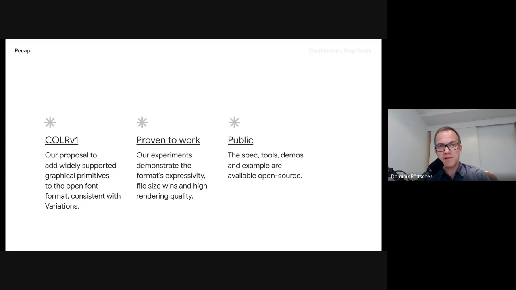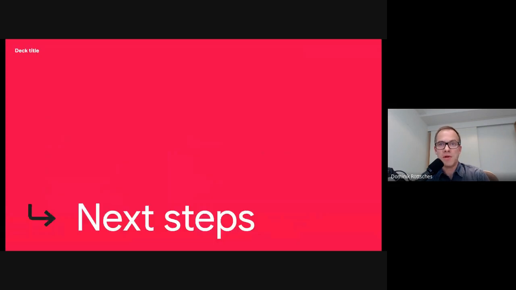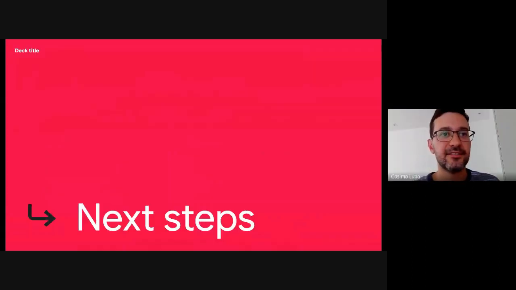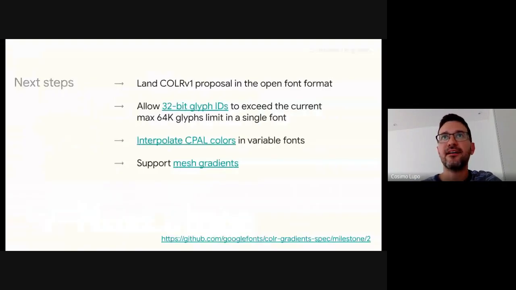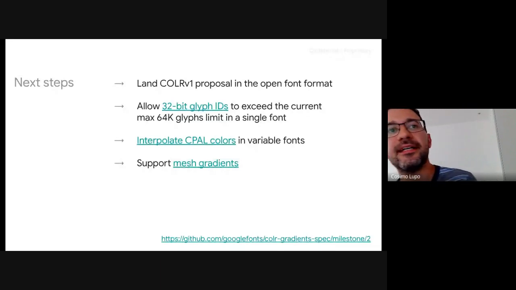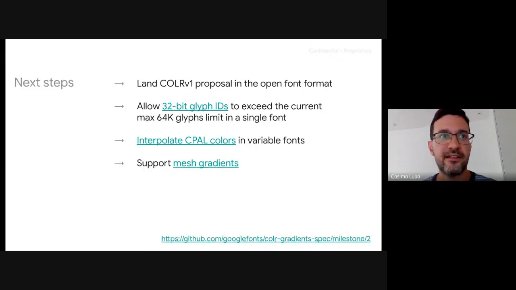The work you've seen here, the spec, the tools, the demos, and the pipeline, and the contributions to the rendering libraries are all available as open source. You can review them, you can make your own contributions, you can send us feedback. It's all available online in the links that we've shown. Cosimo will talk more about the next steps. Yes. So, of course, the very next step is to land the Color V1 proposal in the OpenType, Open Font Format spec. And we'll do that by making a second review of the proposal with all the stakeholders. Hopefully, we are on a good path.